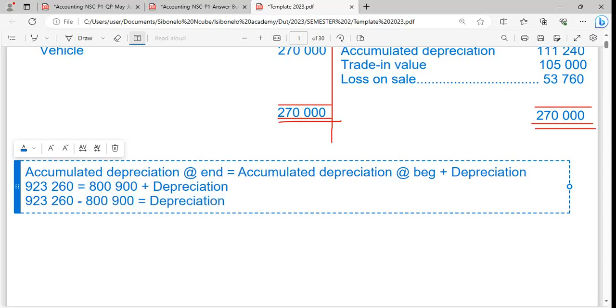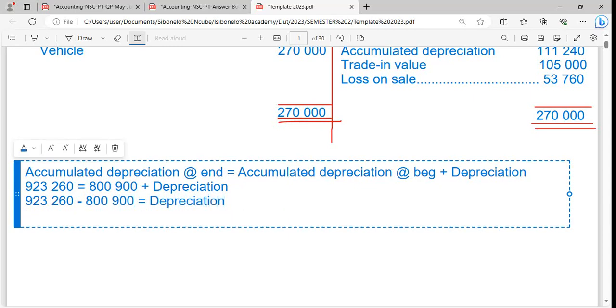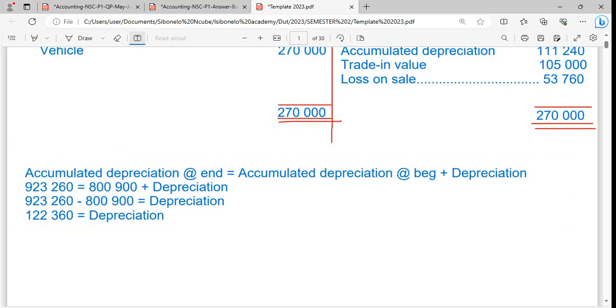So depreciation amount. Now in the calculator we can punch 923,360. We can find the difference between 923,360 and 800,900. So I'm getting 122,360. So this is the depreciation. So guys, we are done.